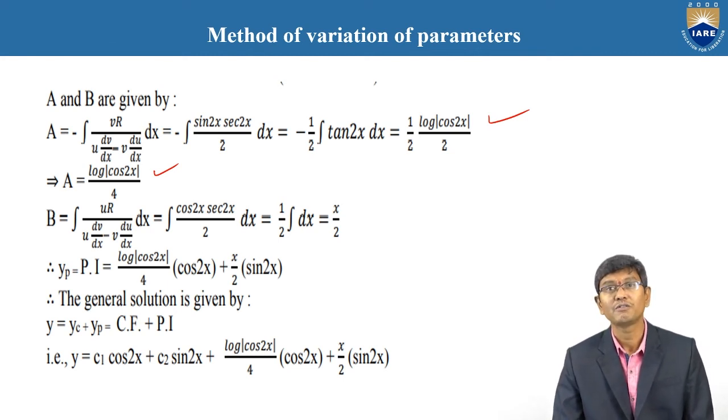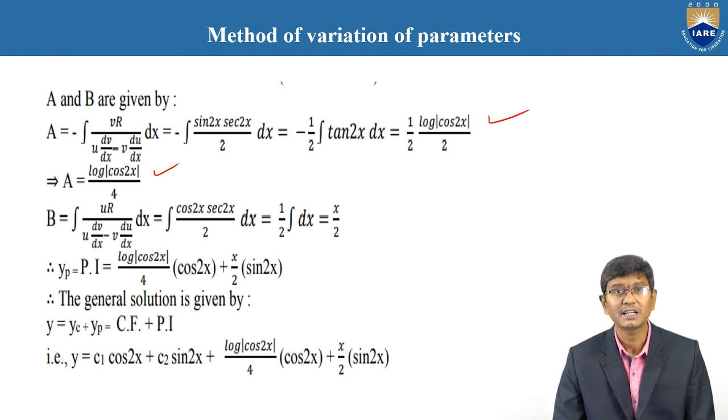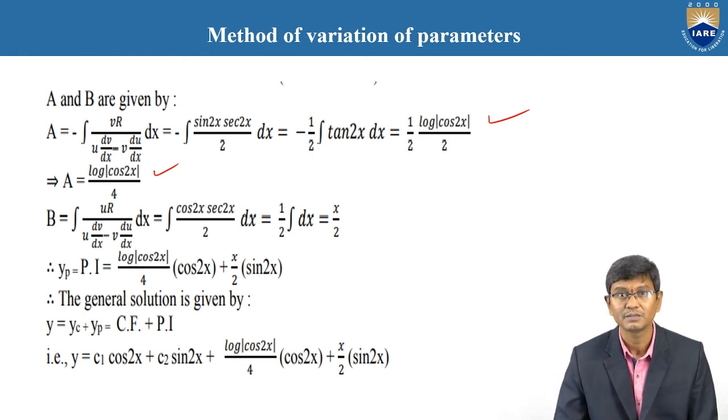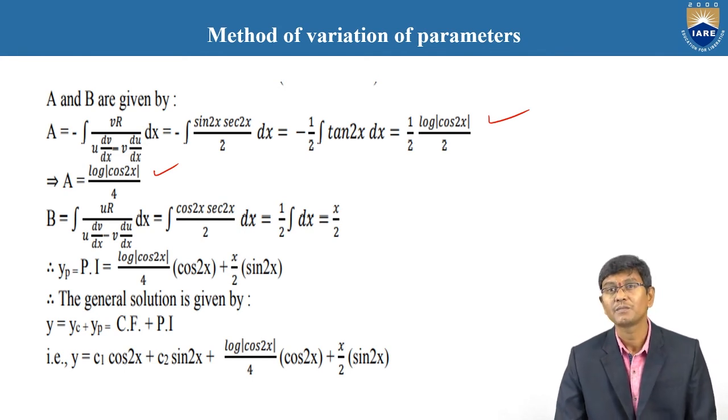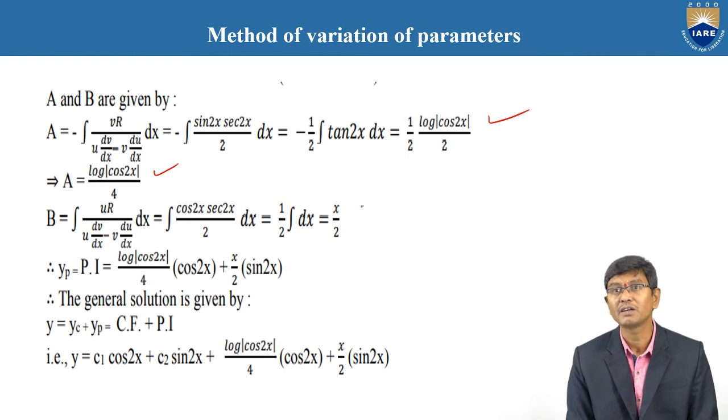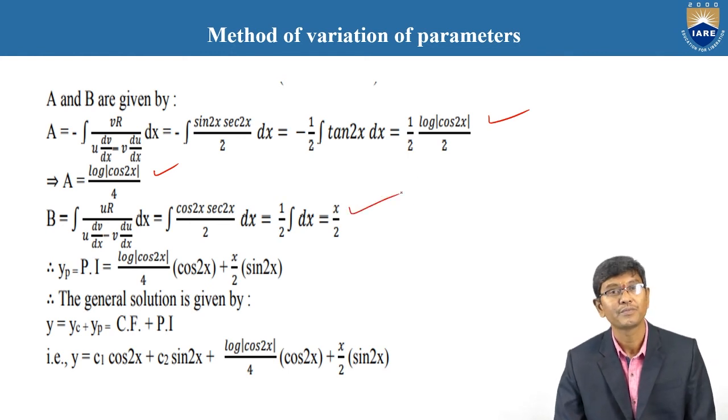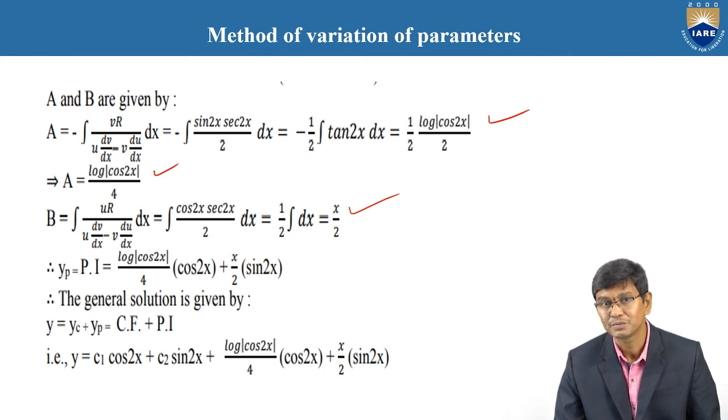Now we need to find the B value, that is integration of u r by uv dash minus u dash v into dx. Here also, by using the values of u, r, uv dash and u dash v with the integration procedure, you obtain that B is equal to x by 2. Therefore, the particular integral is Au plus Bv, that is cos 2x into log modulus of cos 2x by 4 plus sin 2x into x by 2.